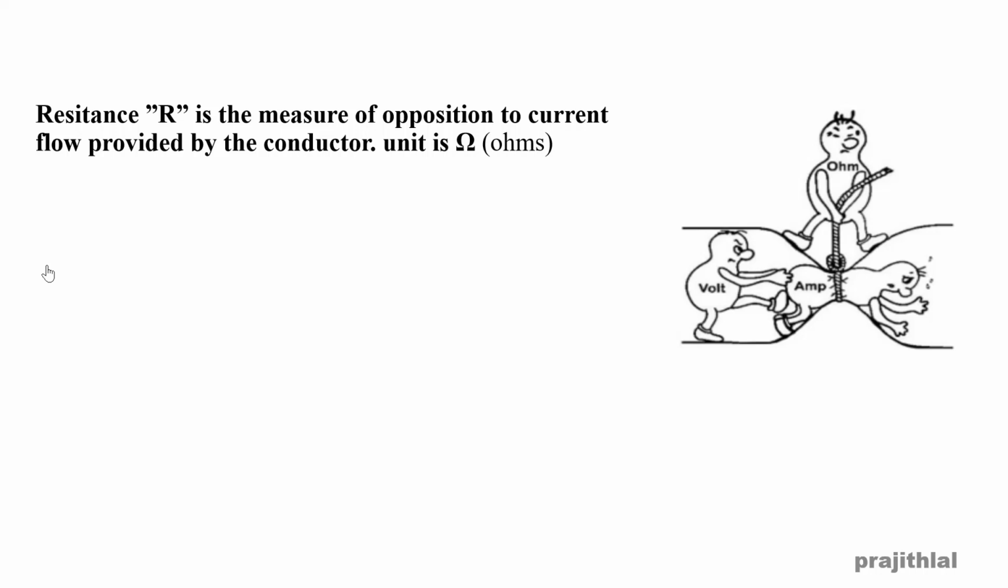The unit of resistance is ohm. Here we can see, let this be the resistor or a conductor. We have applied a voltage and the voltage is pushing the current. So the resistance is opposing the current through the conductor. This is illustrated here.